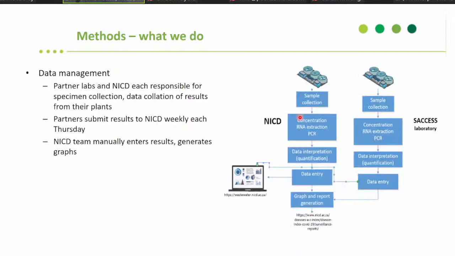So then what do we do after we generate all this data? The partner labs from the SASIC network and the NICD all collect samples and data and generate results. Then all the partners send these results to the NICD on a weekly basis. And then our team manually enters the results and generates graphs.